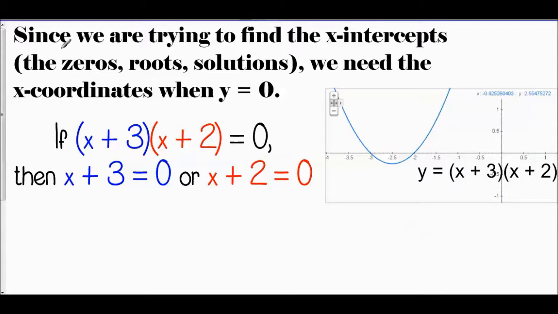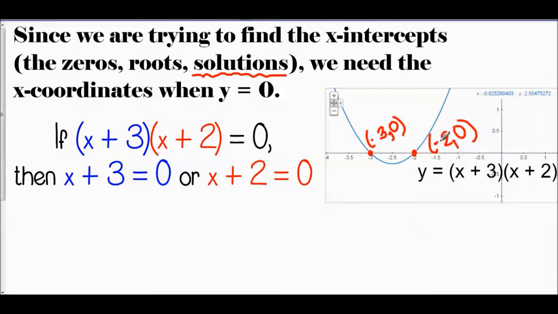So how does this apply to quadratics? Well, since we are trying to find the x-intercepts, which we know are also called the zeros, the roots, the solutions, that's really what we're trying to find, right? The solution, we need the x-coordinate when y equals 0. So take this graph right here. I've already taken that same equation we started with, x plus 3 times x plus 2. If that was set equal to y, it would look like this on a graph. It's shifted to the left a little bit, it's down, it is sunny side up, but I have a solution here at (-3, 0), and I have another solution right here at (-2, 0).